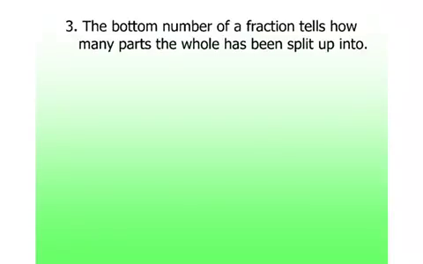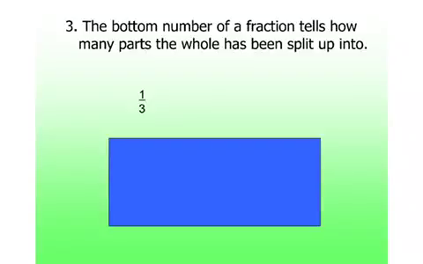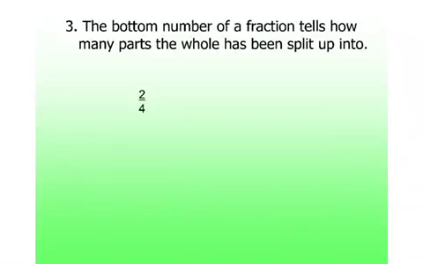The bottom number of a fraction tells how many parts the whole has been split up into. So the bottom number here is the 3. That means the whole will be split up into 3 parts. So here is your whole section. You would split this into 3 parts. You'd have 2 lines. 1, 2, 3, right? 1/3, 1/3, 1/3.